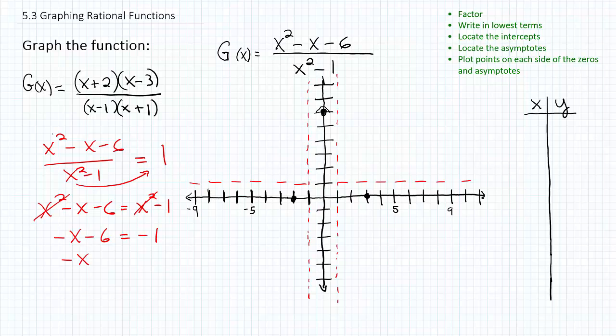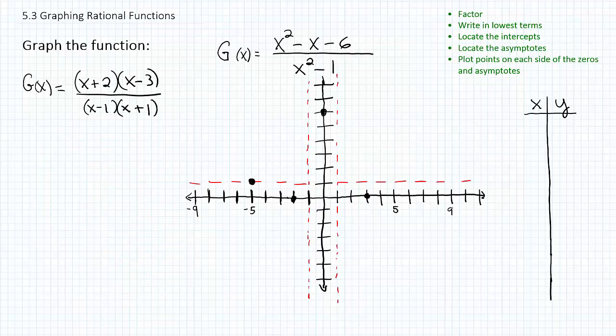So then it'll be negative x is equal to minus 1 plus 6, or in other words, negative x is equal to positive 5, or in other words, x is equal to negative 5. So we do have a location on the graph where the graph is equal to the horizontal asymptote, where x is equal to negative 5. So we're going to have a point at negative 5 on the x-axis, and y is equal to 1. So we'll have a point right there.